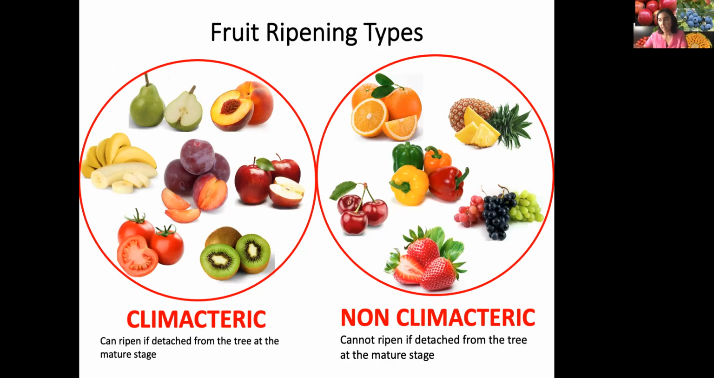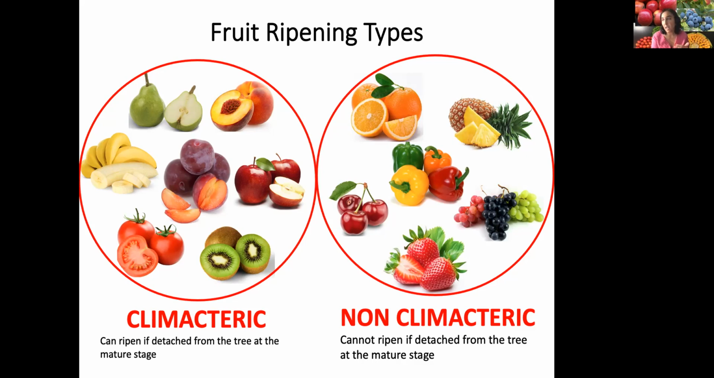So this is a diagram that shows you some fruits that are classified in the climacteric type and others in the non-climacteric. So when we talk about climacteric fruits, it corresponds to fruits that are able to ripen once they are detached from the tree at the mature stage. So for example, bananas, okay? Bananas are harvested when they are still green, they are not ready to be consumed, but even if we harvest them at that stage and we leave them over the counter, they are going to be able to ripen and to become edible, and we are going to be able to enjoy them, right? That's what the industry does, really.